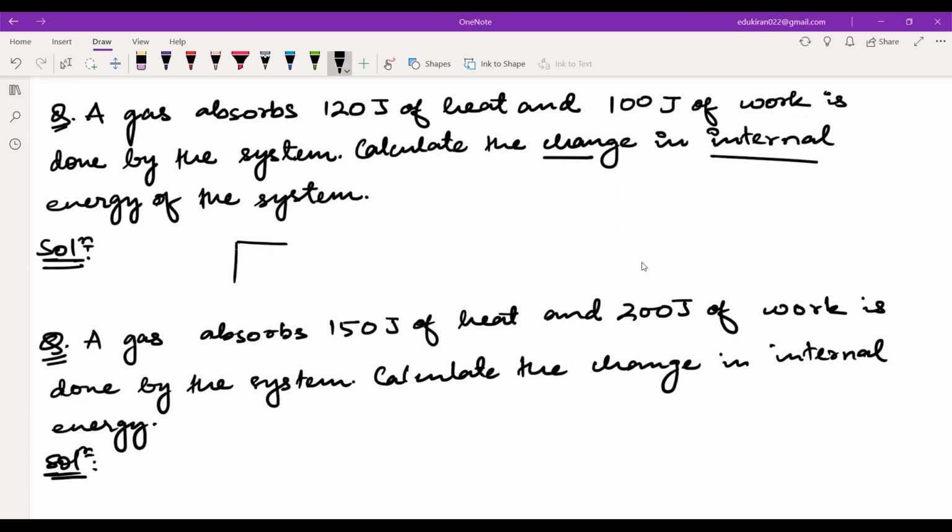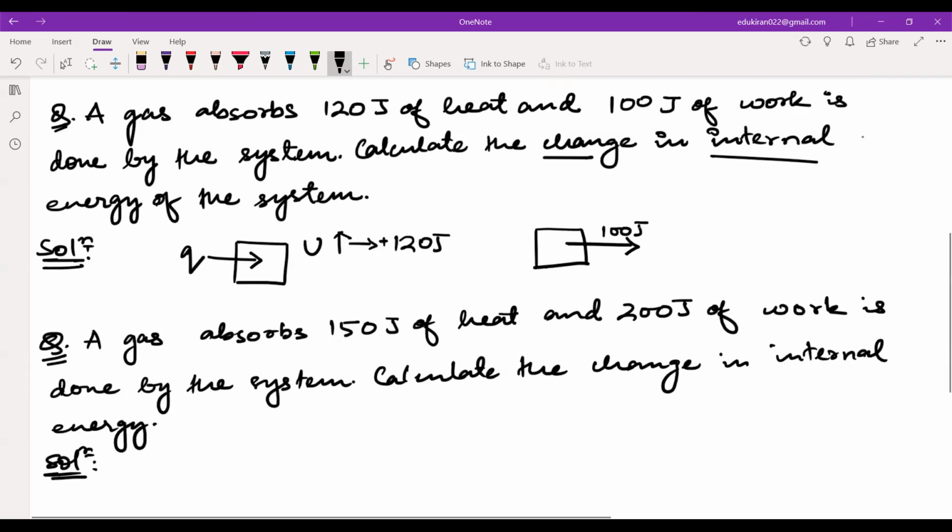Are you saying decrease? It's increase. We are saying increase. So if I am giving it heat, the internal energy will increase, and it will increase by 120 joules. Yes or no? Yes, sir. Now again, the same system is there, and it is doing work of 100 joule. So now you tell me what will happen to the internal energy if work is done. If you do some work, internal energy will decrease or increase?